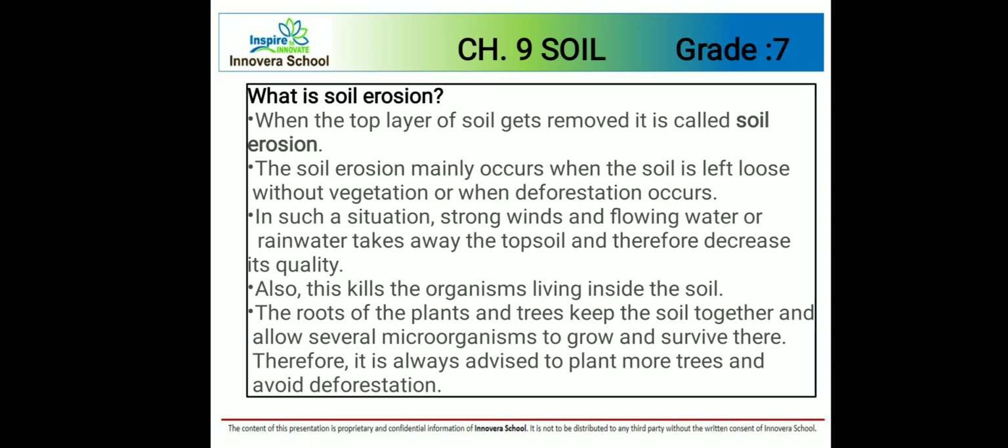The roots of the plants and trees keep the soil together and allow several microorganisms to grow and survive there. Therefore, it is always advised to plant more trees and avoid deforestation.